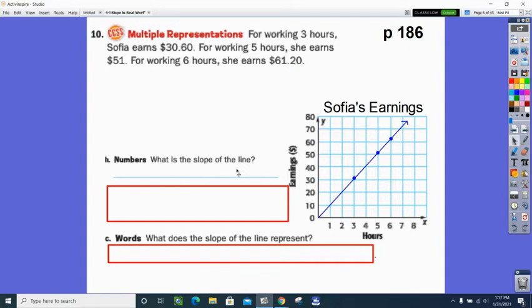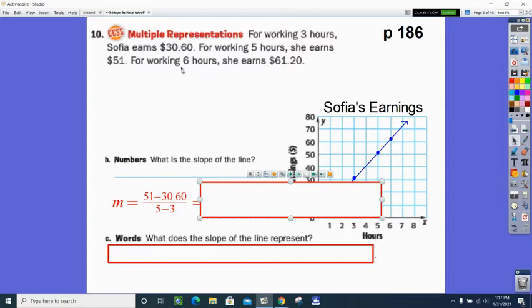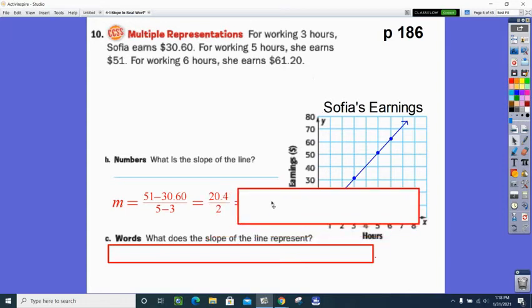So I would use my points here for sure, which reminds me of something I will go back to in a second. So anyway, I got to pick 2 points up there. Notice the dollars depends on the hours. So earnings, the dollars is your Y, and hours is your X. And they actually gave you too many points up here. I'm going to take the 51 minus the 30.6, and the 5 minus the 3. So dollars minus dollars, hours minus hours. I pick up my calculator. I get $20.40 on the top over 2.